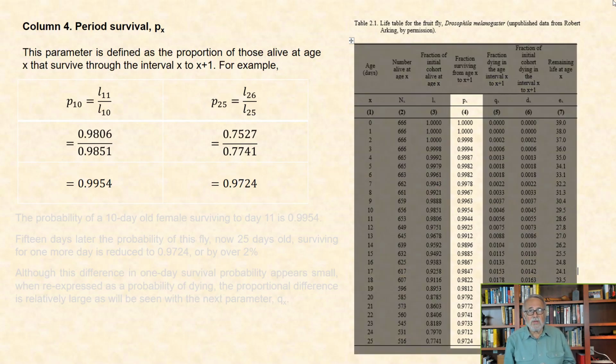This parameter is defined as the proportion of those alive at age X that survive through the interval X to X plus 1. For example, P10 equals the fraction of the cohort that survived to age 11, L11, divided by the fraction that survived to age 10.